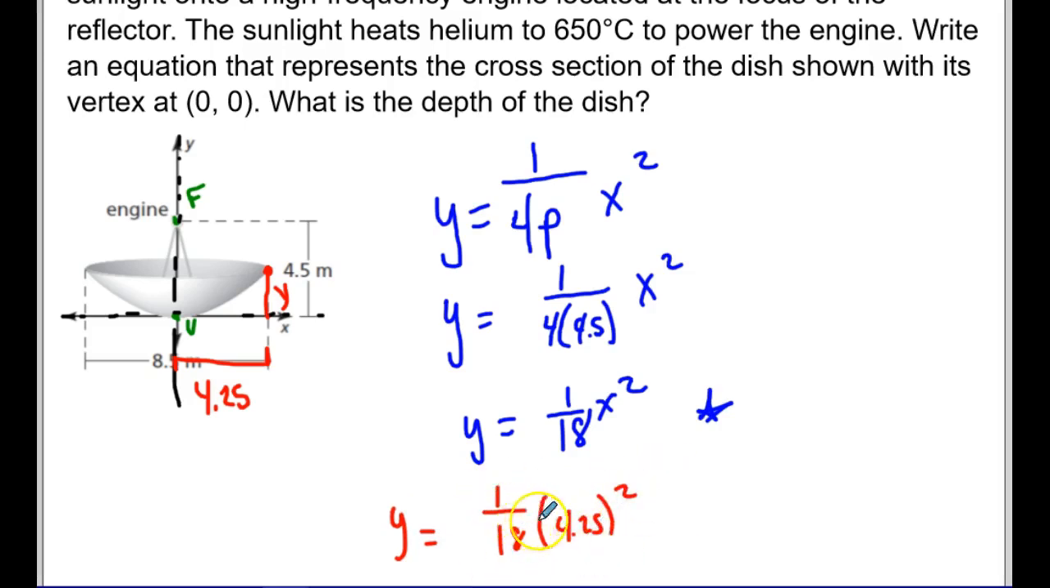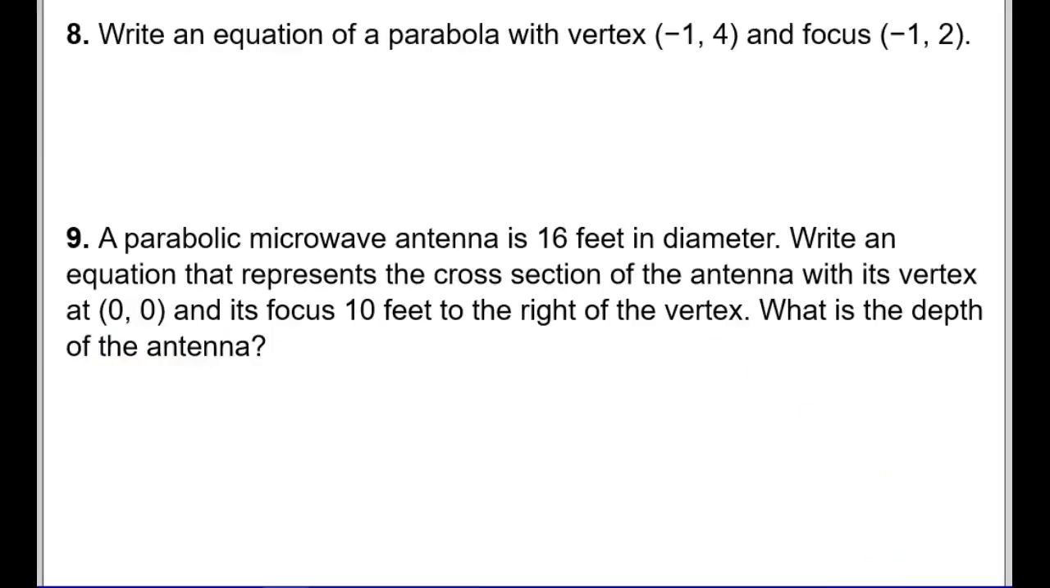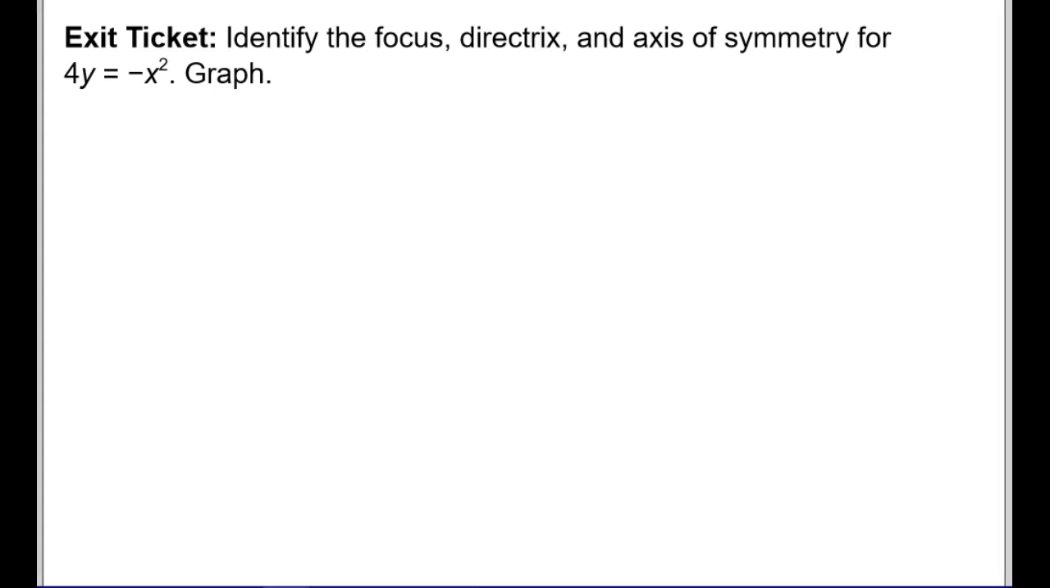Now I've plugged this in, and if you plug this in your calculator, 4.25 squared gives you something like 18.04 something, so this is really close to 18. Then when I multiply it by this fraction, I end up with approximately 1. So the depth of my dish is approximately 1 meter. Okay, so that's actually all there is to this section.